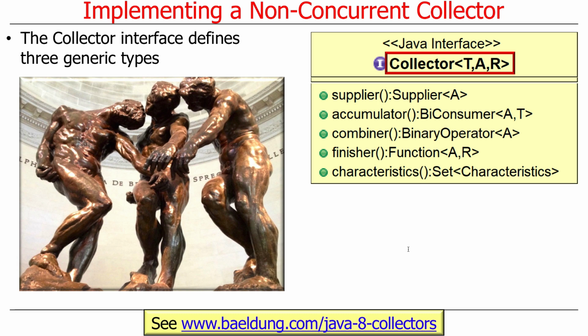There are three generic types that are defined in the collector interface. And as we'll see, they're using Java generics. Hopefully everybody remembers what Java generics are. Java generics are a little bit like templates in C++, but not nearly as powerful, not nearly as cool. But they do the job. They allow you to parameterize classes based on type.